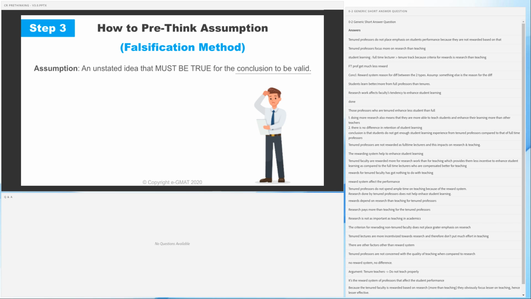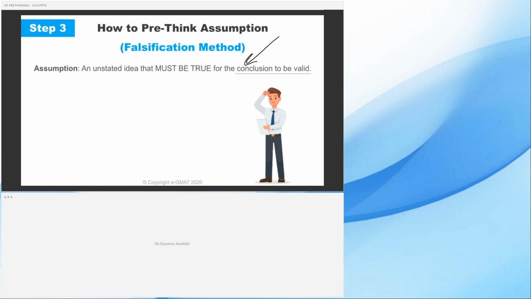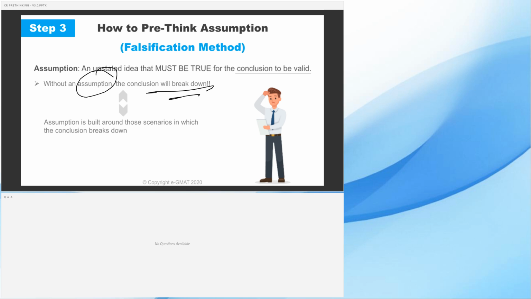Now, what's the falsification method, or what is the pre-thinking question? It's built around the very definition of an assumption, which is an unstated idea that must be true for the conclusion to be valid. Okay. So what it means is that without an assumption, the conclusion will fall apart. If you think about that house example, if you remove pillar number 2, the roof will cave in. In other words, assumptions are built around scenarios where the conclusion breaks down or where the roof caves in.